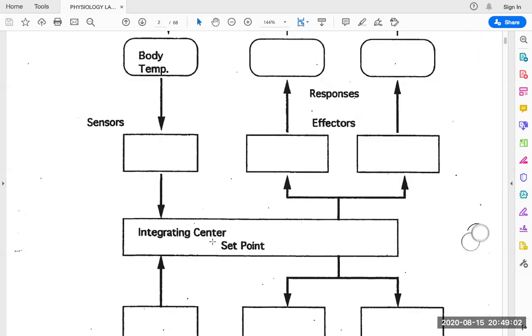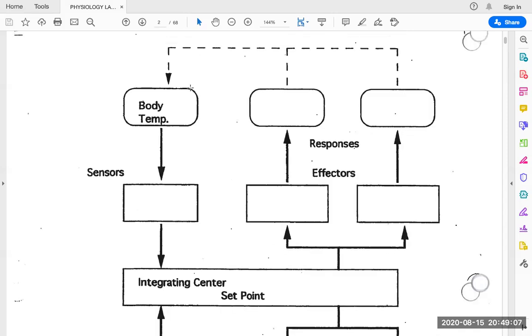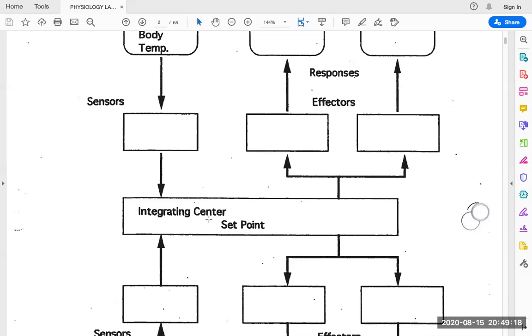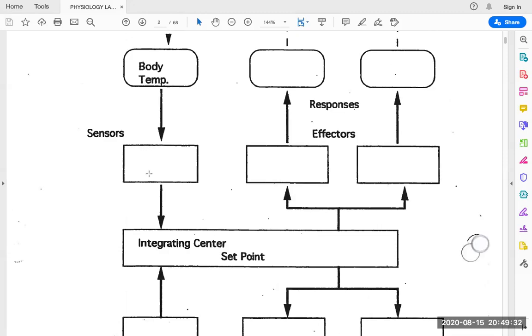So if we start here right in the middle, if your body temperature decreases below the set point of 37 degrees Celsius, that'll be sensed by the cells in your skin, and it'll tell your integrating center, or your brain, to tell effector organs, which would be, in this case, muscles, but also it'll tell your blood vessels to dilate.